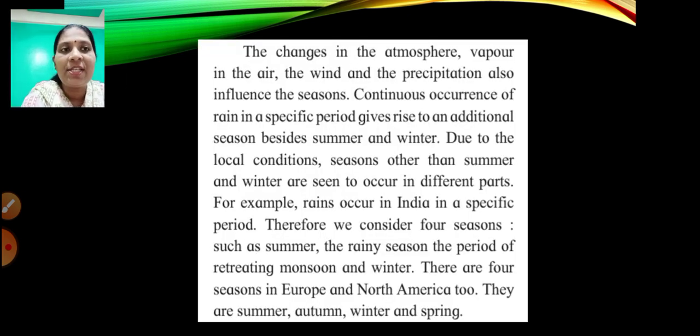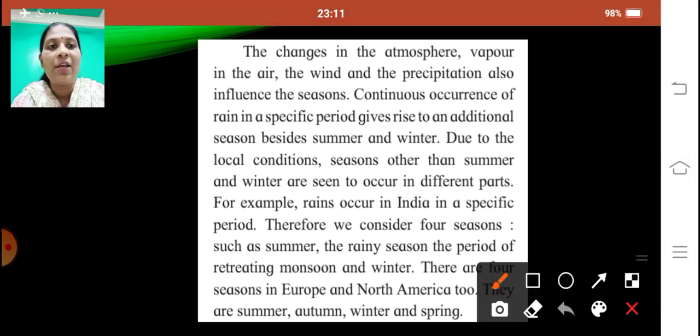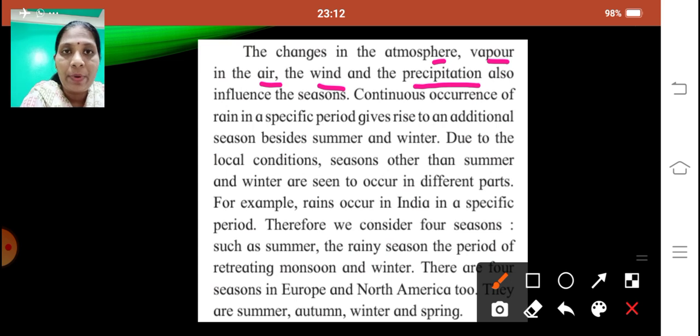The changes in the atmosphere, vapor in the air, the wind, and the precipitation also influence the seasons. Okay. So over here we have the changes in the atmosphere, the vapor in the air, wind, and precipitation. These also influence the seasons.